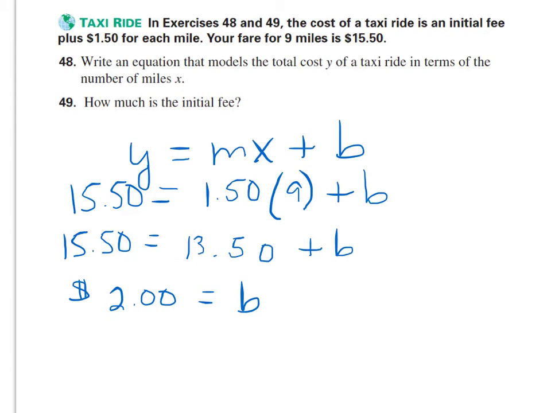So the formula the taxi cab is cranking out there is that the cost, y, is equal to an initial $2 plus $1.50 for every mile. Call each additional mile x. So what's the initial fee? $2.